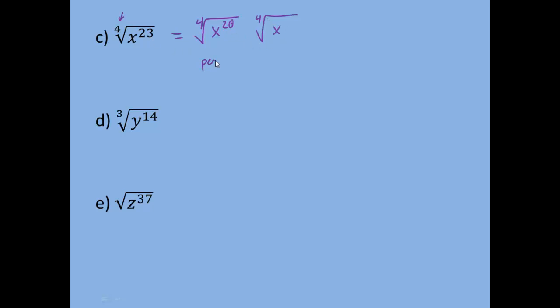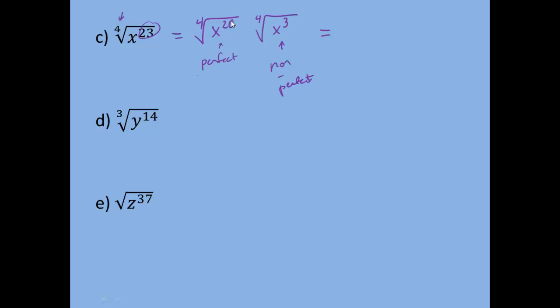So this is our perfect piece, because 20 is divisible by 4, and our non-perfect piece here would be x to the third power. Remember, the total in the power, 20 plus 3, should add to 23, whatever you had here. And now you want to evaluate each of these. The second one is the non-perfect piece.